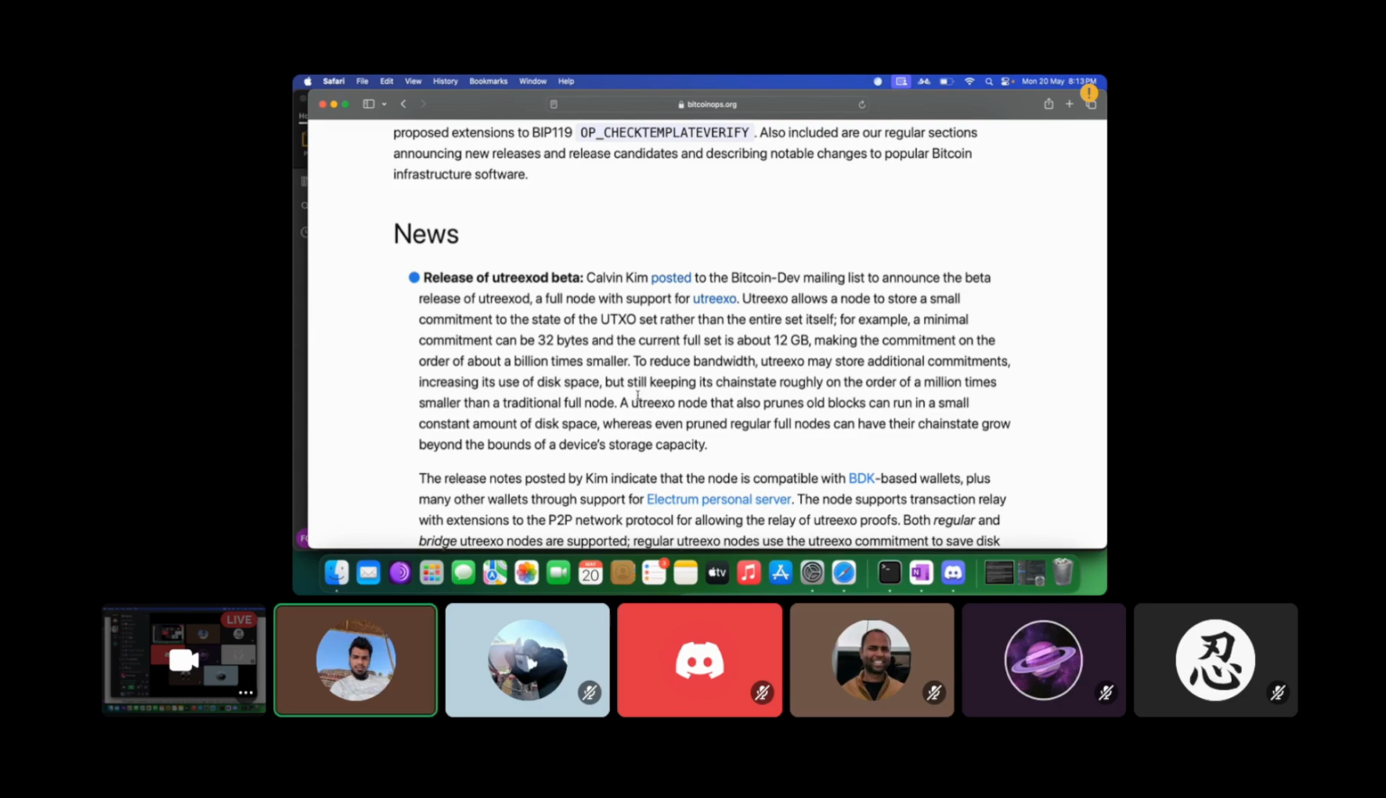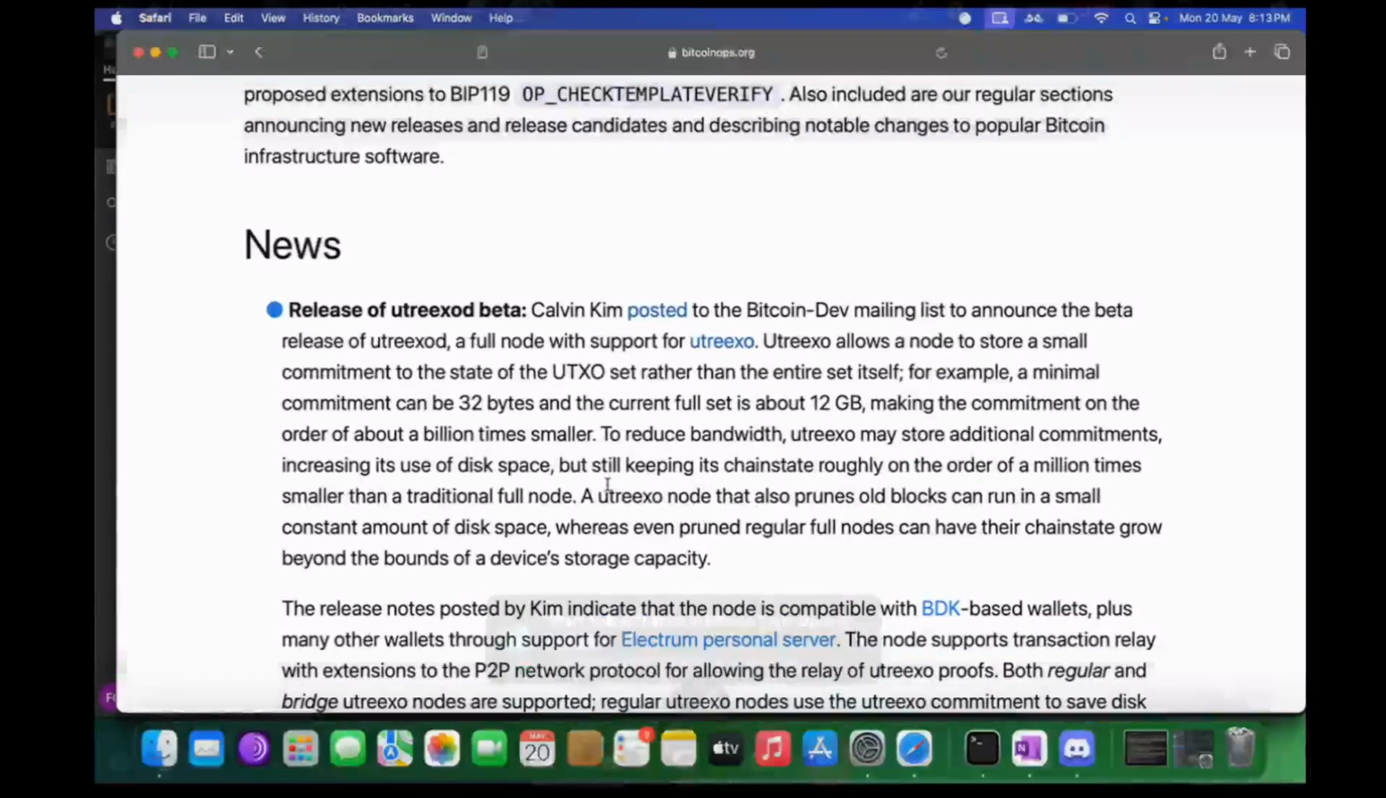And the UTXO set has grown approximately 5x in the past 12 to 14 months. It's gone from around 2.5 GB to almost 12 GB. It's grown exponentially. So what's UTreeXO?